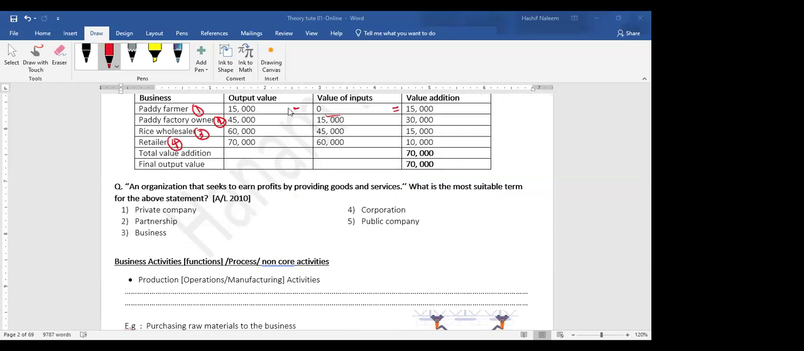You are providing a good or a service to earn a profit. What's that called? What's the answer? Answer number? Good. So answer number 3, which is a business. So when you take private company, partnership, corporation, public limited company, all are types of businesses. But the king is who? Business. Any organization which is producing goods and services to earn profit is what? A business. Okay, clear? Done.